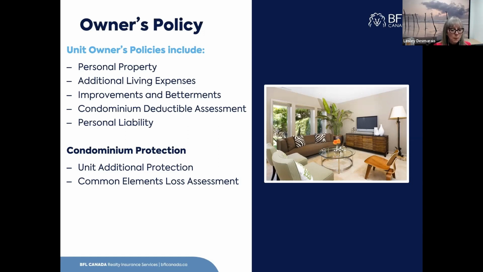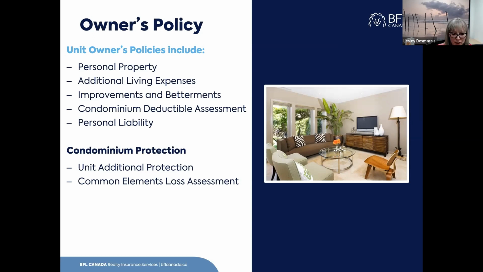Personal liability. This is if somebody enters your unit as an invitee, say you have a carpet, they trip and fall and hurt themselves, and then they sue you for bodily injury. That's something that you must have. There are also some extra coverages on unit owners' policies.